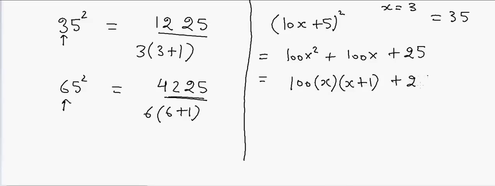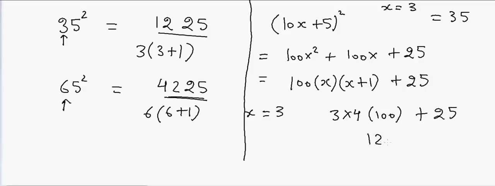If we solve this, that will be equal to 100 times x times (x plus 1) plus 25. As you can see, we are taking the first digit and multiplying it by the number plus 1, multiplying it by 100 and then adding 25. So if x is equal to 3, we'll get 3 times 4 times 100 plus 25. That will give me 1200 plus 25, so we'll get 1225. This is how this trick works.